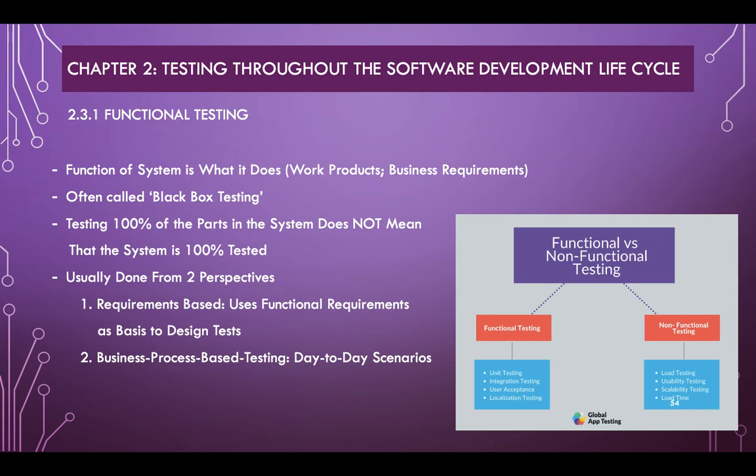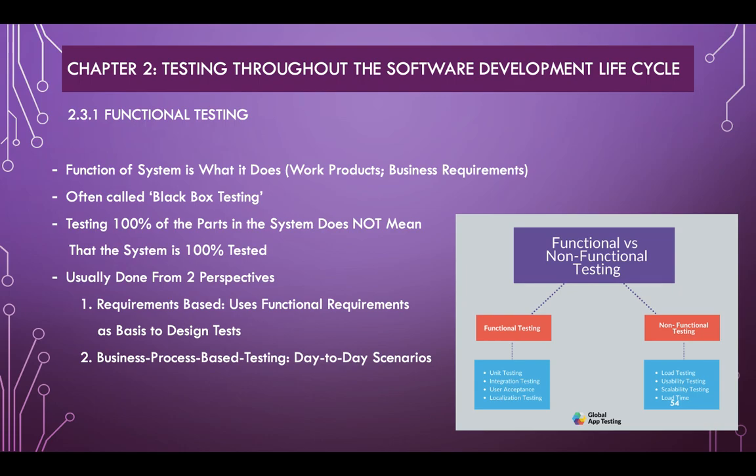2.3.1 Functional Testing. The function of the system is what it does. It is described in detail in the work product at the beginning of the project, like the business requirements. Functional testing is often called black box testing. An important concept for testers and their management is to understand the following. Testing 100% of the parts in the system does not mean that the system is 100% tested.